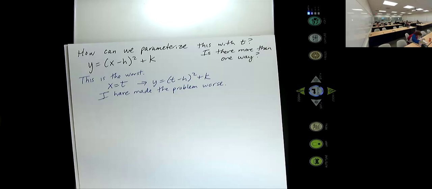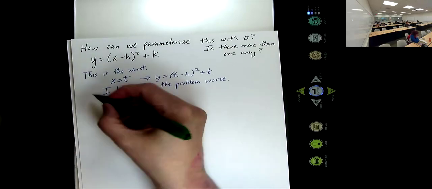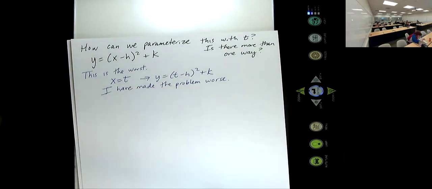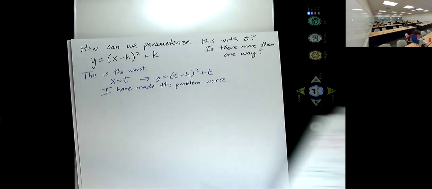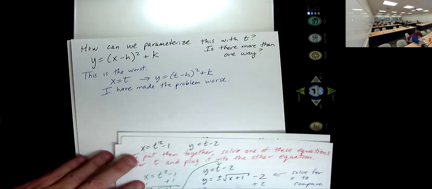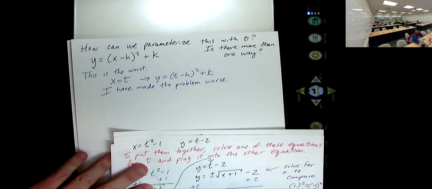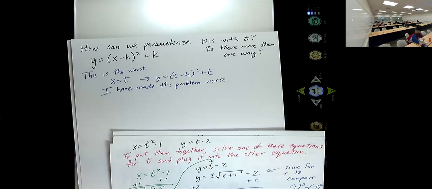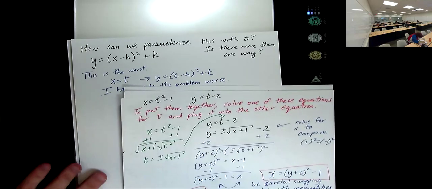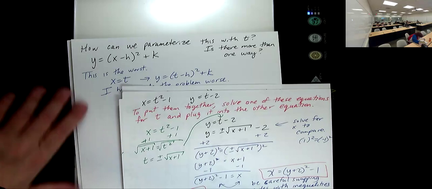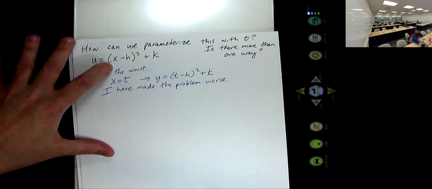Another way is like the way the previous problem did it. The previous problem had, what do we have? Let's go back to the very first thing here. We had x was t squared minus 1, which is a little weird. Where did they come up with that? They just let t equal the inside.